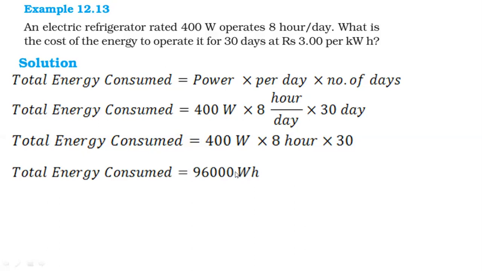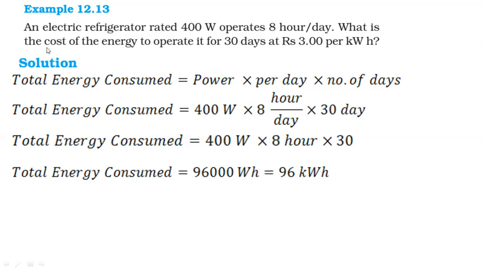Why do we need to convert it to kilowatt hour? Because you can see the rate which has been given is rupees 3 per kWh, and the value we have got is in Wh. We need to convert it into kilowatt hour. Our current value is in watt hour, so we need to convert it into kilowatt. How can we do that? All we have to do is divide it by 1000. So it will become 96. So the value would be 96 kilowatt hour. Correct? So we have got our total energy.